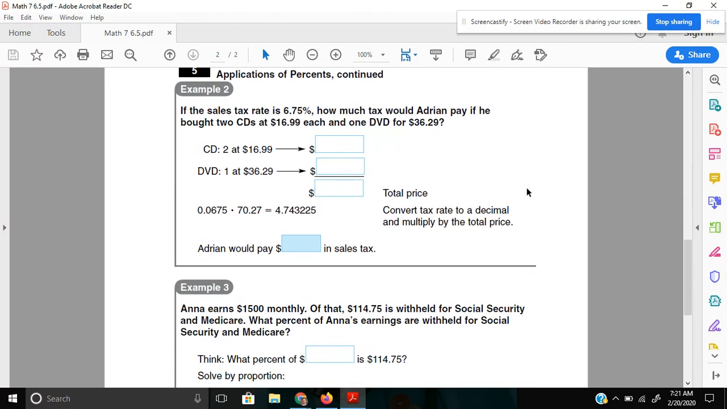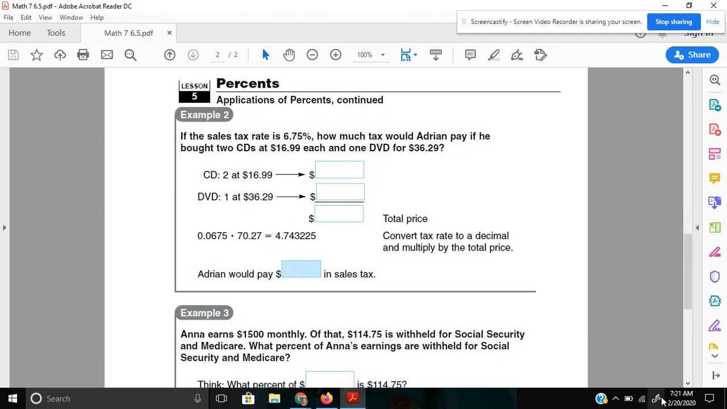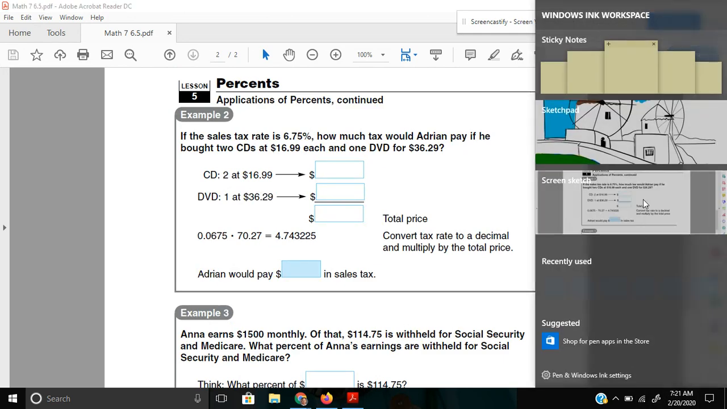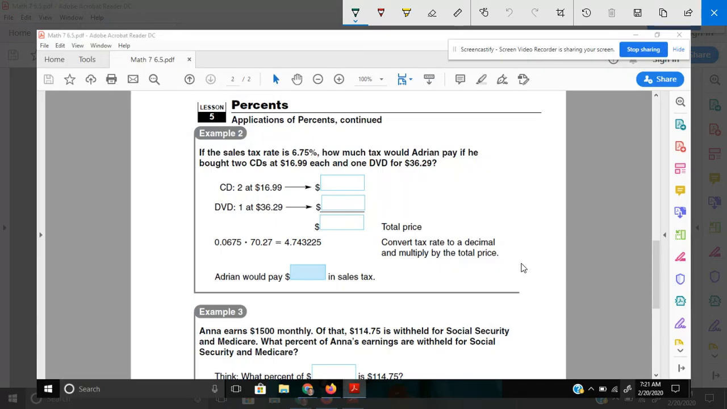All right, moving on to the second example, where we're talking about sales tax. We're pretty familiar with sales tax here in Wisconsin. We do have a sales tax on a lot of the things that we buy. And the rate in this problem is 6.75%. I think ours is about 5.5.